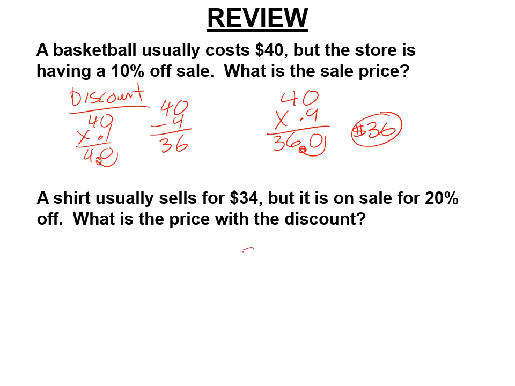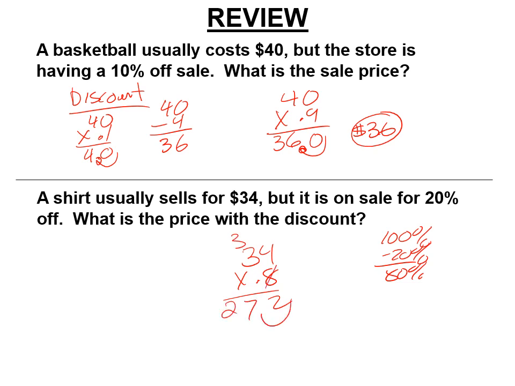So if you're 20% off, you're at, right, 80%. So 34 times 0.8, 4 times 8 is 32, 24 plus 3 is 27, move the decimal once. The price with the discount is $27.20. It's 20% less. Again, you could do the 20% and subtract it from 34.